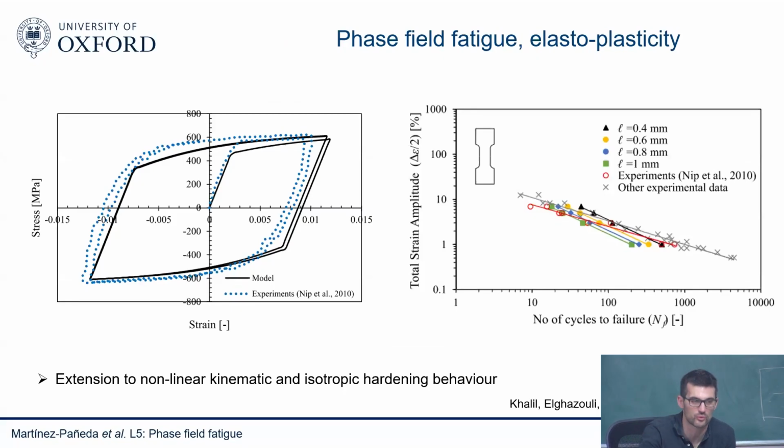So what we did here was to extend the constitutive model to account for nonlinear kinematic and isotropic hardening behavior. You can see that it reproduces the cyclic response that you expect from metals. This is for some steels. And you can see that the model seems to agree with what we see in terms of the SN curves, in this case, total strain amplitude, so low cycle fatigue.